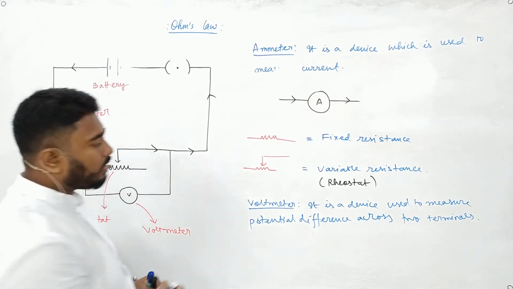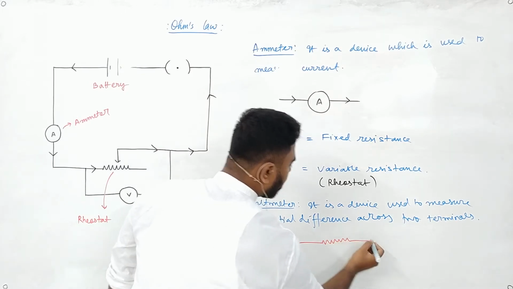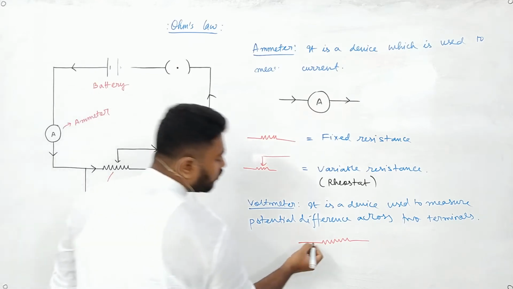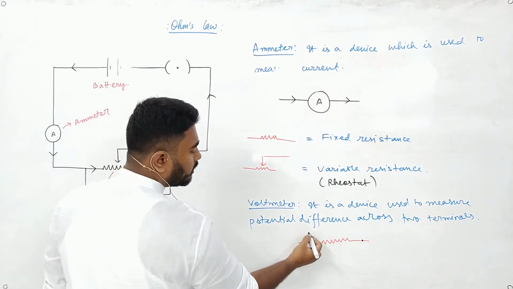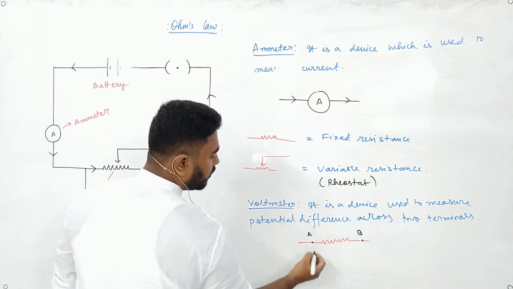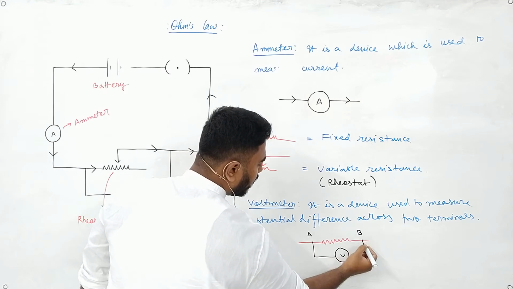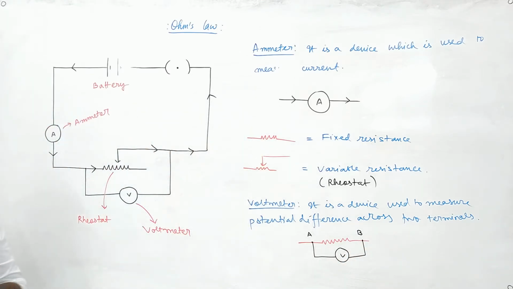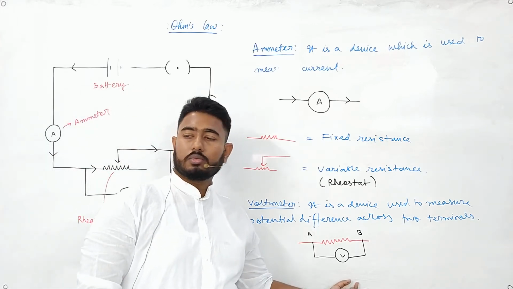So if I have a resistance like this, then there can be two terminals of the resistance. Suppose I am taking these two terminals, let this terminal be A, this one be B. If I have to connect a voltmeter, I will be connecting the voltmeter like this. Is the concept clear? So if I want to connect a voltmeter, I will be connecting it in this way.